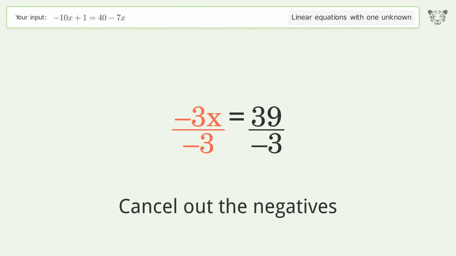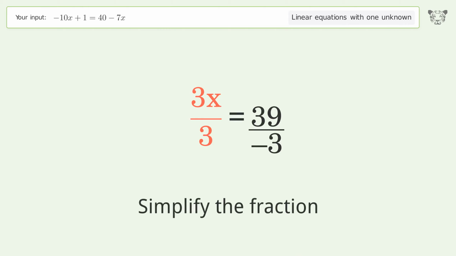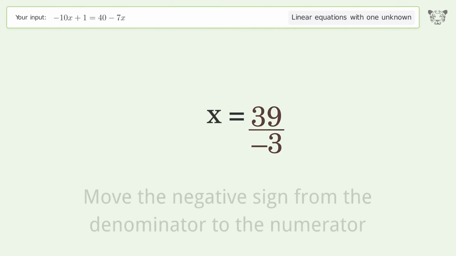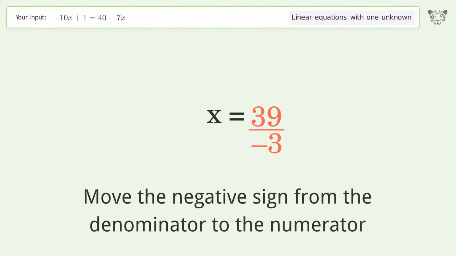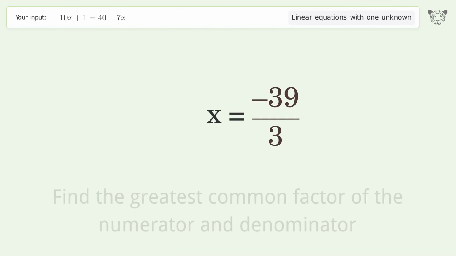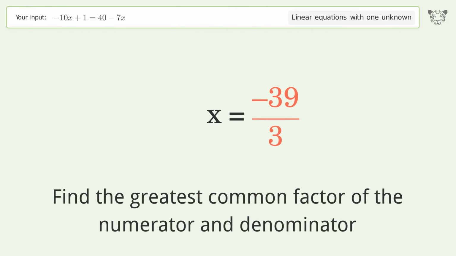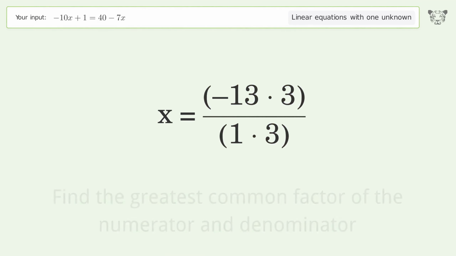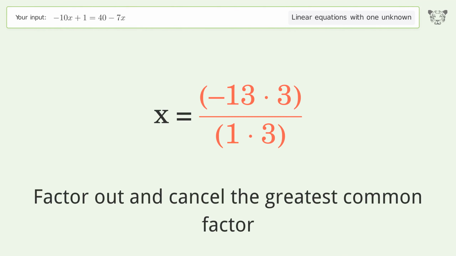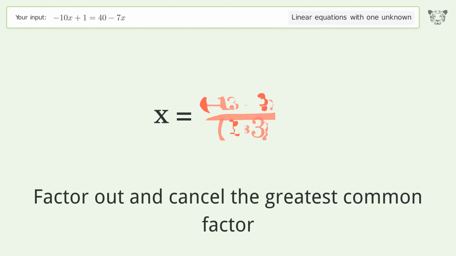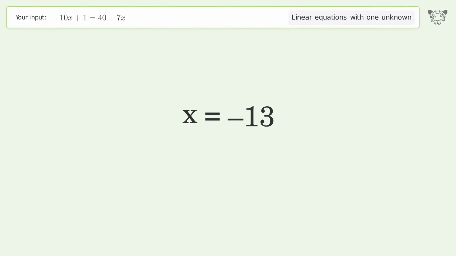Cancel out the negatives. Simplify the fraction. Move the negative sign from the denominator to the numerator. Find the greatest common factor of the numerator and denominator. Factor out and cancel the greatest common factor. And so the final result is x equals -13.